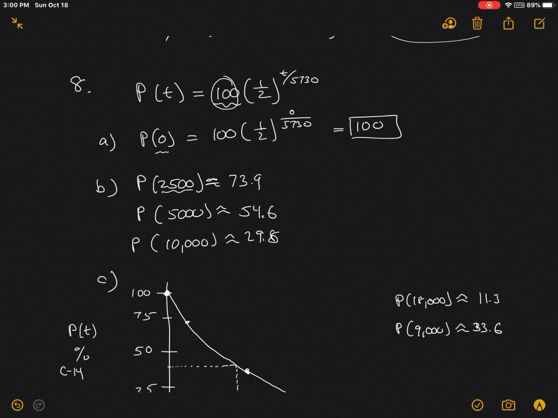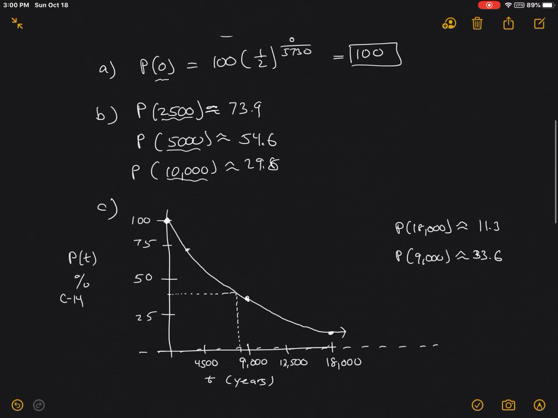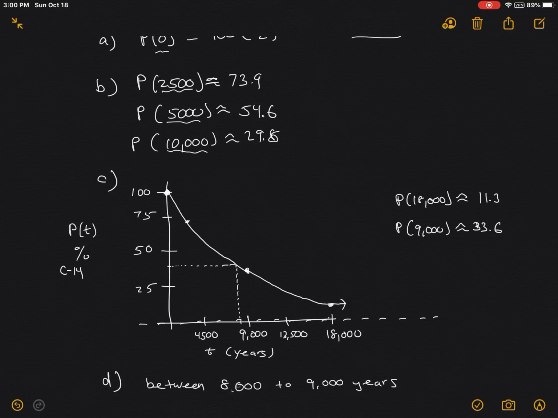For part B, it's a straightforward plug-in. Plug it in when it's 2,500 years, 5,000 years, 10,000 years. That's the percentage you'll get if you enter it on your calculator. Part C is just a graph. I added some additional points, P of 18,000 and P of 9,000. And roughly, this is what your graph looks like.